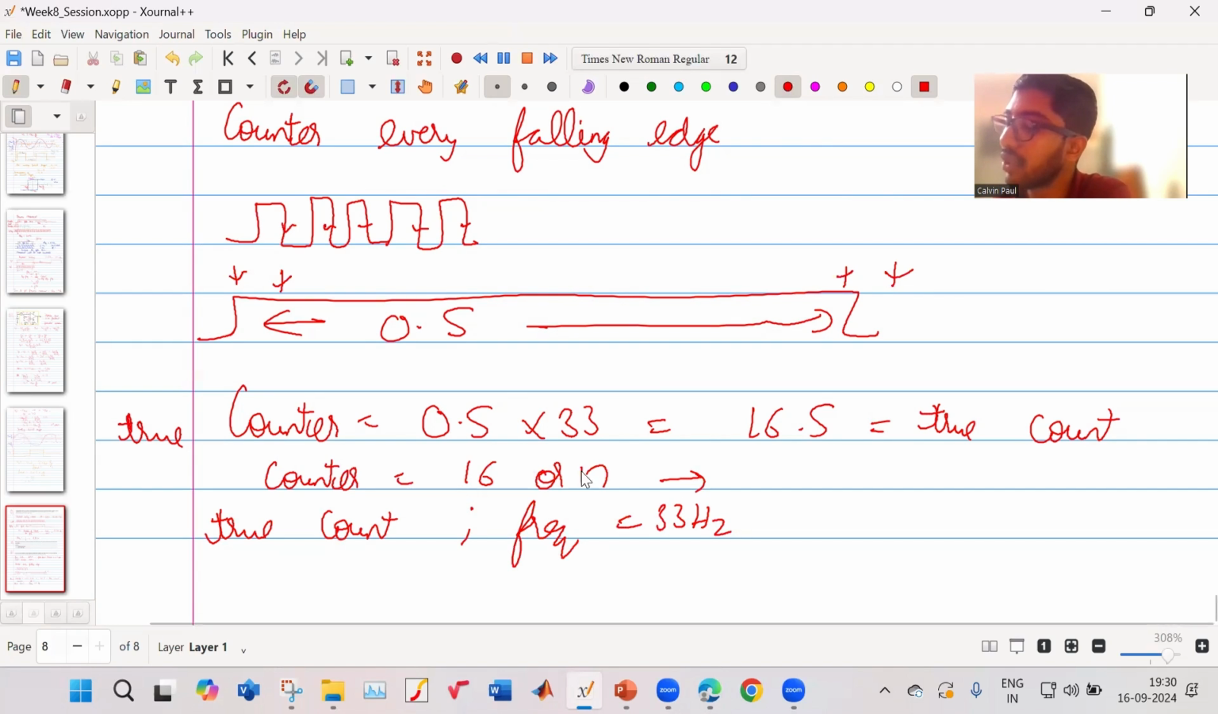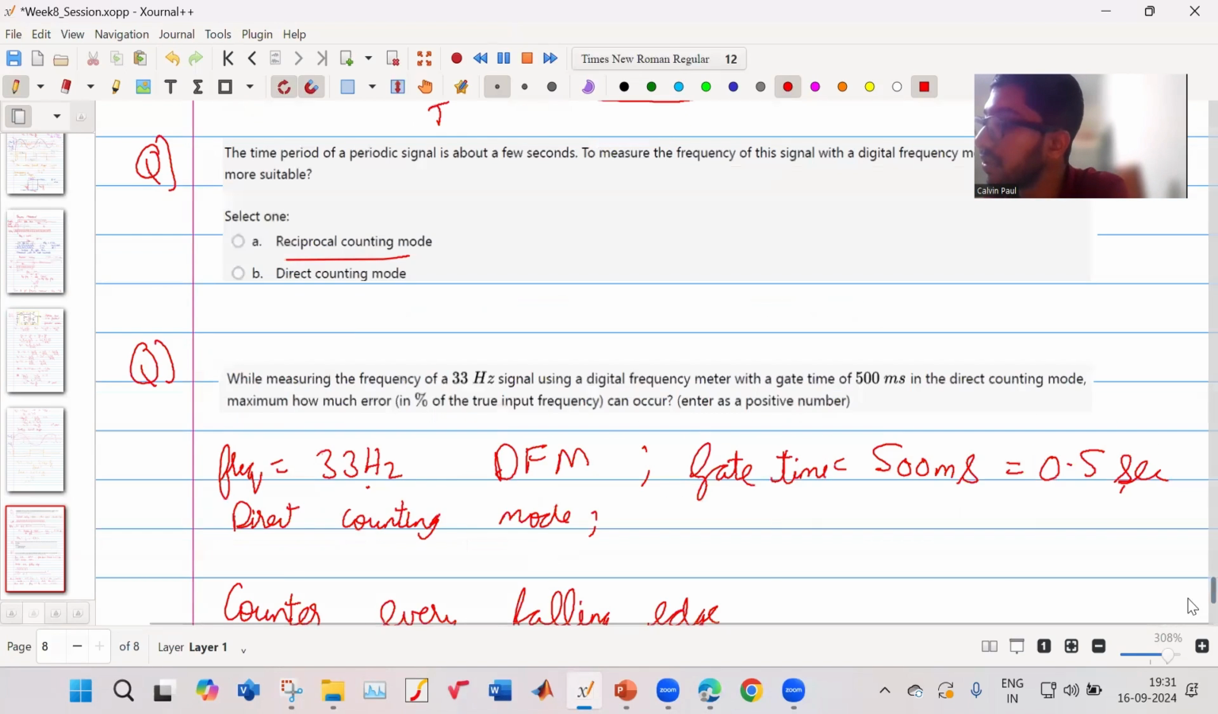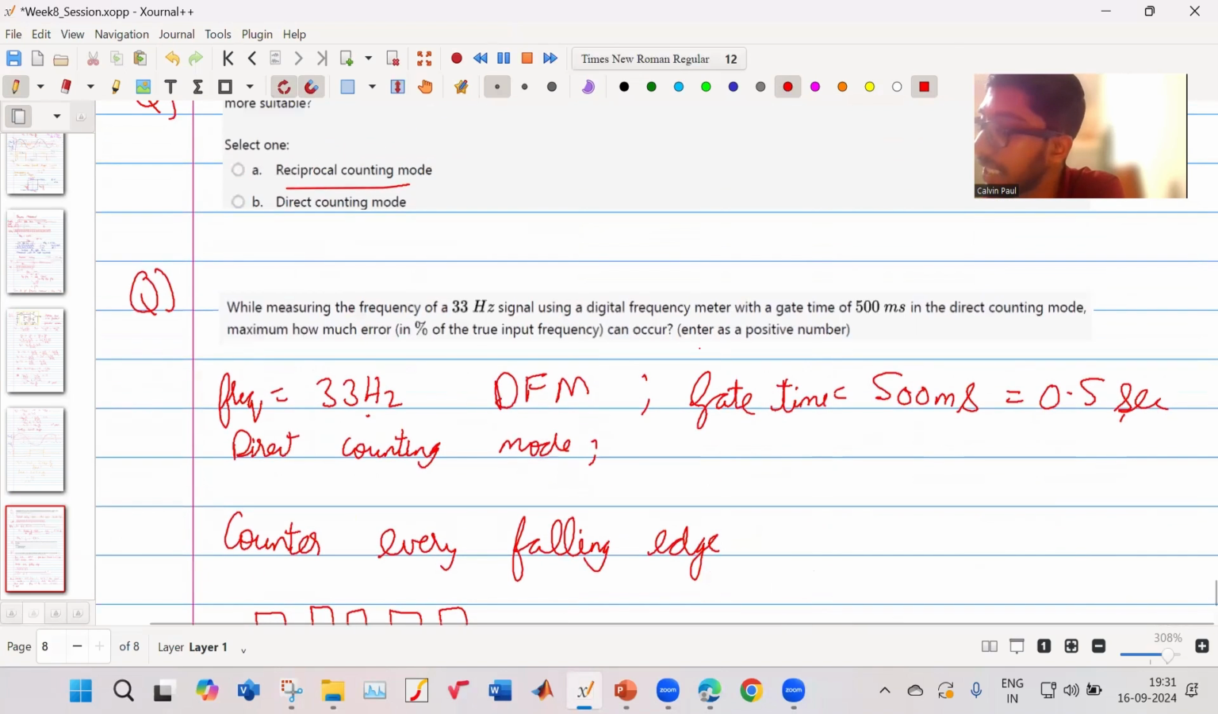If the counter is showing 16, that means I will get a frequency of 32 hertz or 34 hertz. So in both cases, my error is -1 hertz or +1 hertz. We are told to find the percentage relative error, and note it down very carefully: they have to enter it as a positive number. So it should be just a positive number.